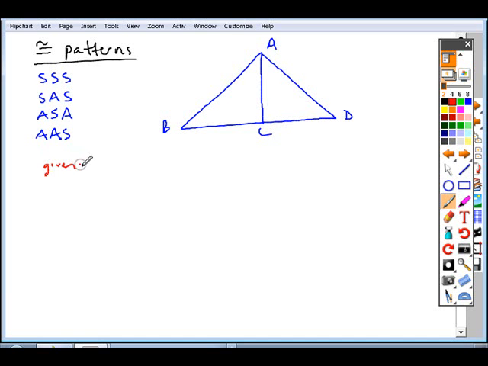Okay, so let's say we take this diagram and we take the given information that segment AC is the perpendicular bisector of segment BD. So given just that information, you should be able to prove that angle B is congruent to angle D.